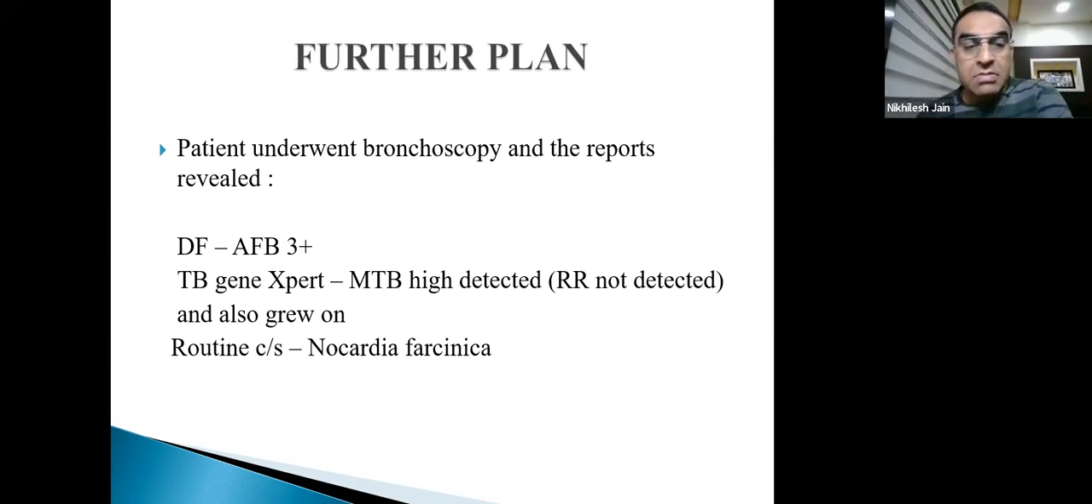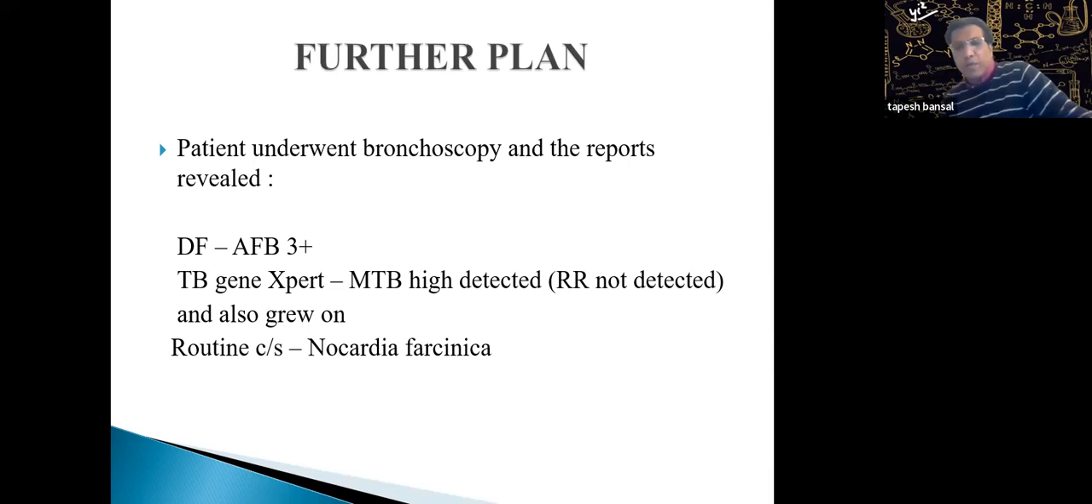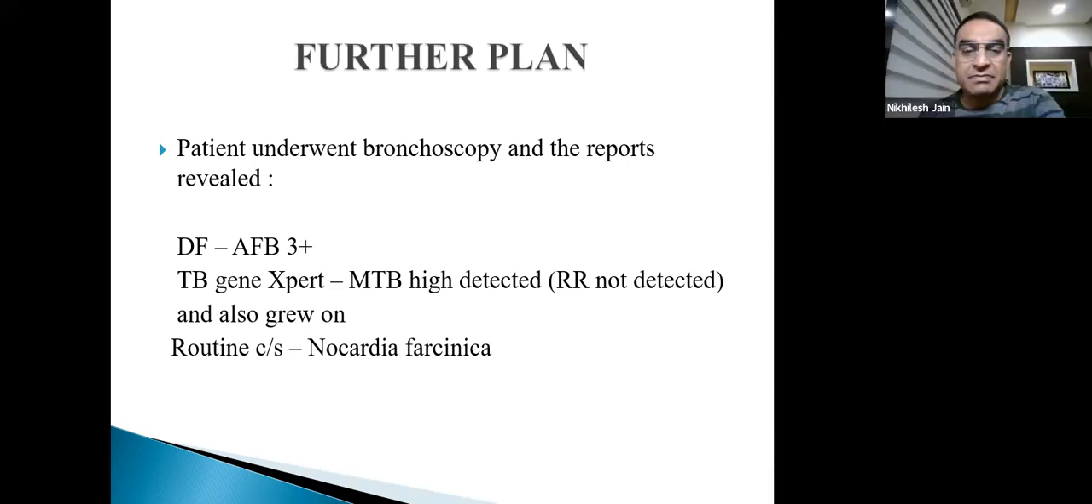AFB 3+ is fine, but Nocardia, was it grown so fast? I can understand TB GeneXpert is really quick, but Nocardia takes time to grow, if that is my understanding. And regarding AFB 3+, Nocardia can be confusing in the sense that even with atypical mycobacteria or even with Nocardia, you do get a positive test. In fact, there's some sort of a specialized test they do. Nocardia is AFB positive, that's what you're trying to say. Yeah.